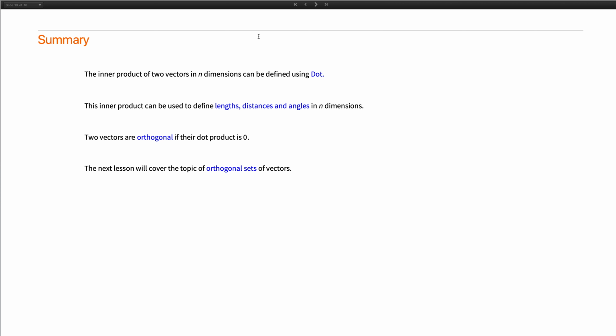Okay, so that's the end of this rather short but very important lesson, in which we defined the inner product using the Dot function. Then we defined the lengths of vectors, the distance between them, and the angle between them in any number of dimensions. But most important, we talked about orthogonality, which says that you have right-angled behavior if the dot product is 0. Here we talked about orthogonal pairs of vectors, but next time we'll talk about orthogonal sets of vectors, but that's for another lesson.